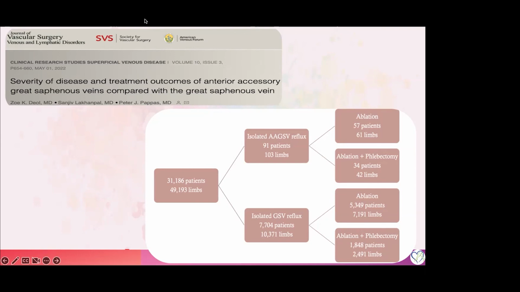I'm going to give a shout out to our upcoming study just accepted for the AVF. I feel like this is what we're talking about here with the difference between above knee disease and below knee disease. Neil Gadhook will be presenting that at the AVF in February, if anybody's interested in our reflux pattern study.